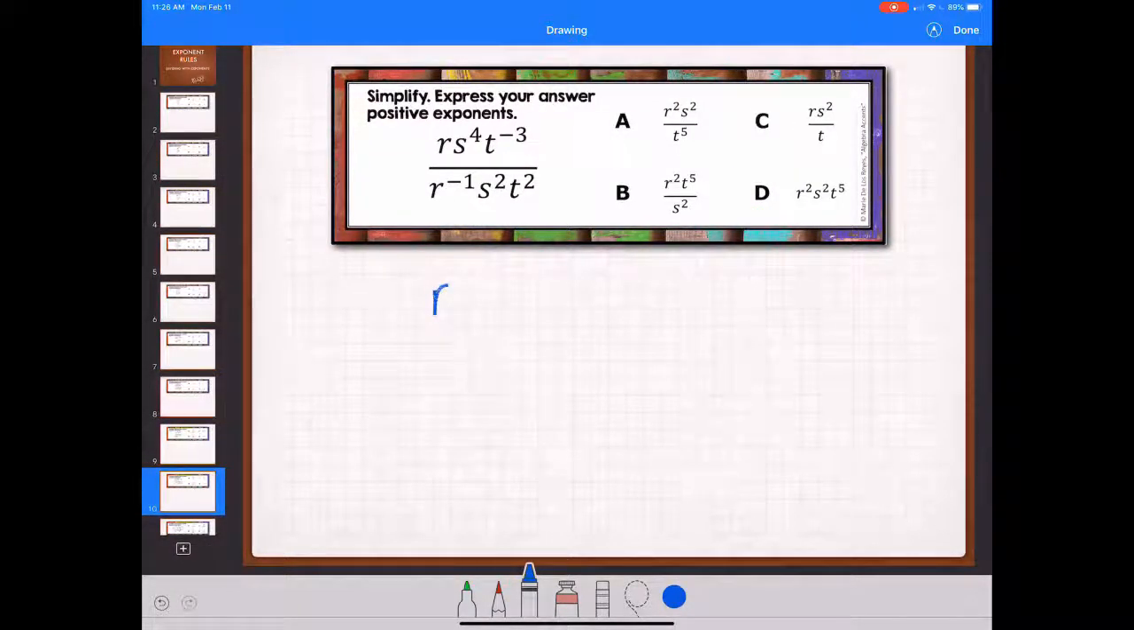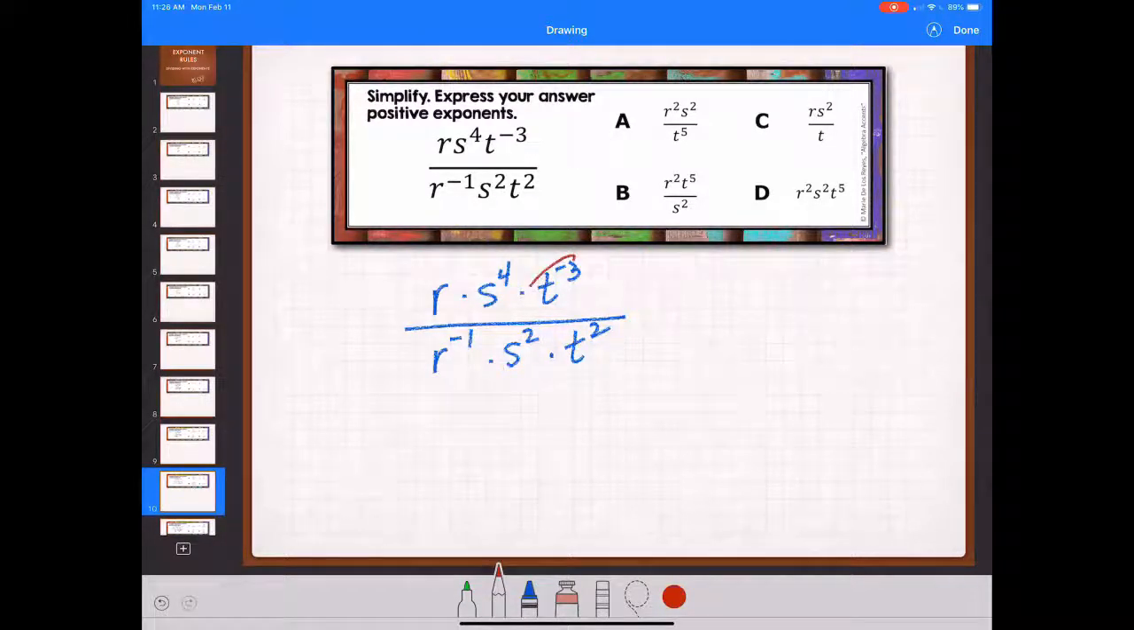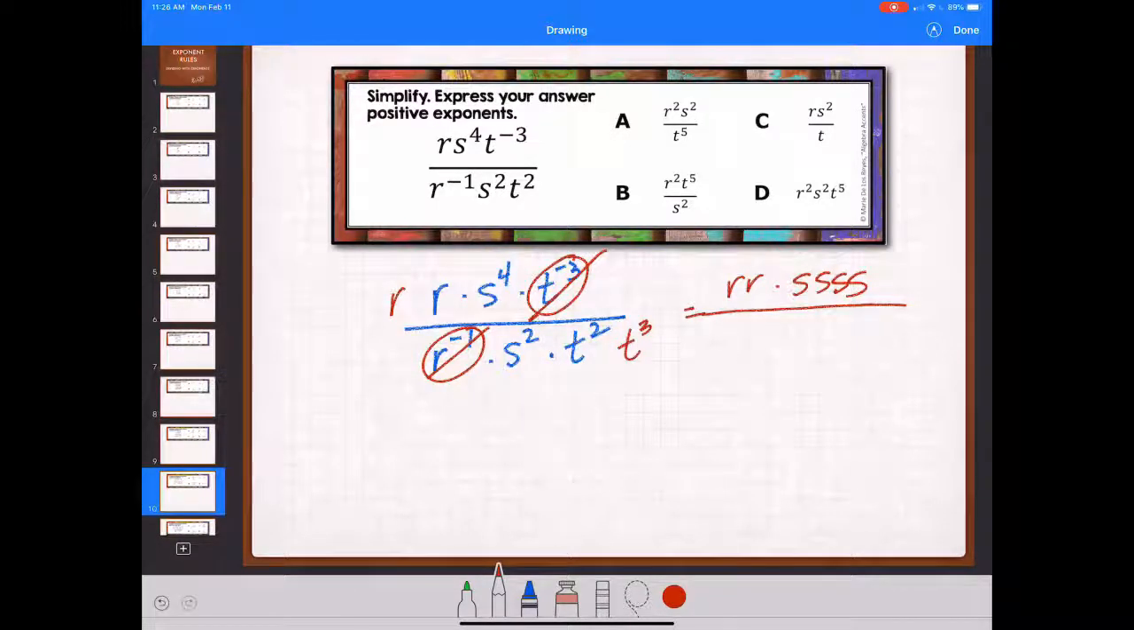Okay. R, again, if you want, you can separate it to help it look easier to understand. R to the negative first times s squared times t squared. Okay. You want to switch all the negative exponents to the opposite side. So that's switched. This one comes up here. Okay. So now I have R, and I have 4 s's. In the denominator, I have 2 s's and 2 t's, and then 3 more t's.